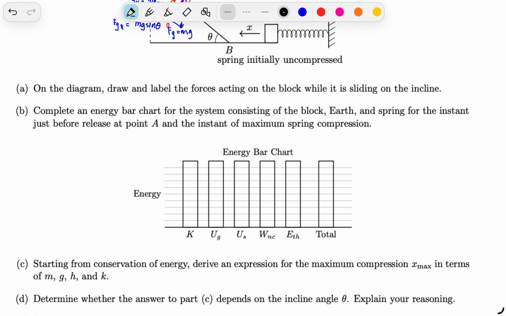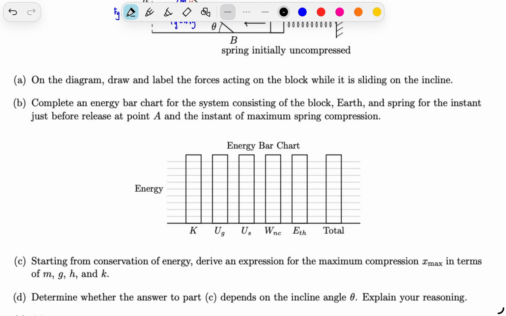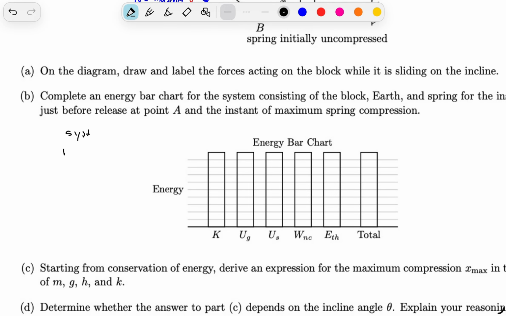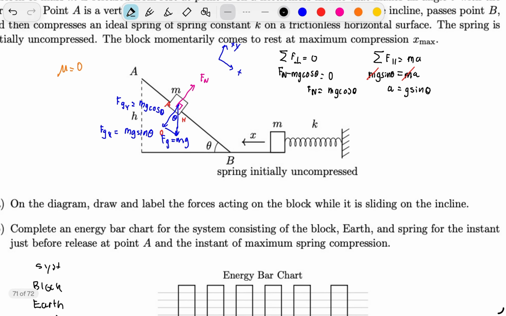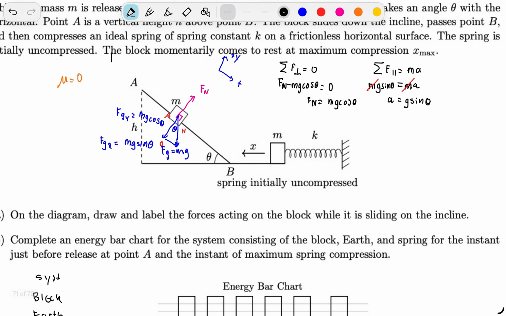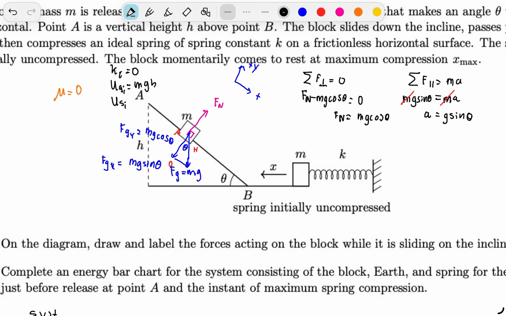Now, for our second part, we're asked to complete an energy bar chart for the system consisting of block, earth, and spring for the instant just before release at point A and the instant of maximum spring compression. So our system is going to be defined as our block, our earth, and also the spring. So let's analyze each of the points. When we are at point A, we are going to have our K initial equal to 0. We are also going to have our gravitational potential energy initial equal to mg times h, and we're going to have our spring potential energy equal to 0.